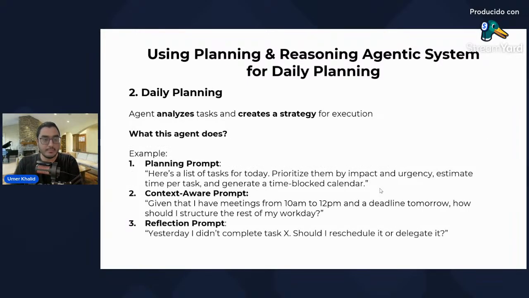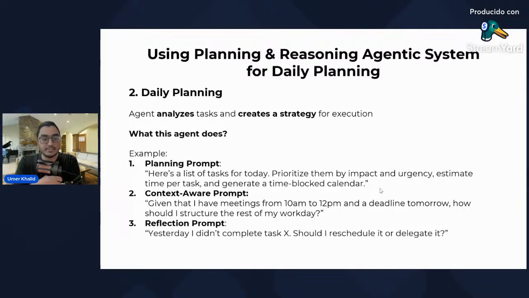So for the daily planning, the agent analyzes the tasks and creates a strategy for execution. So what this agent does is, for example, for the planning, you can add the prompt like, here's the list of tasks that I want to get done today, prioritize them by impact and urgency, and estimate the time per task, and generate a time blocked calendar. That's a prompt. So basically it will do all of that for you.